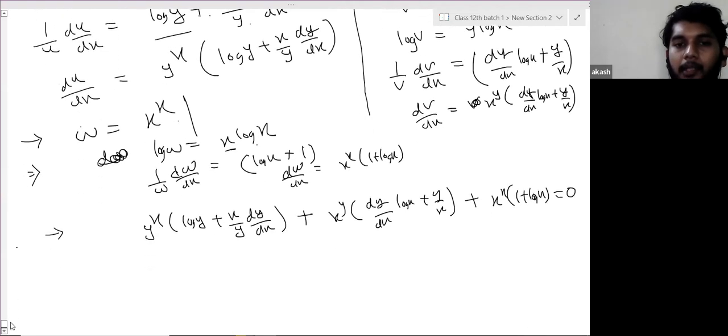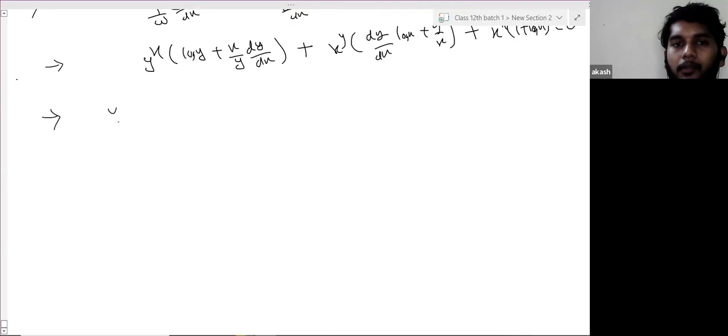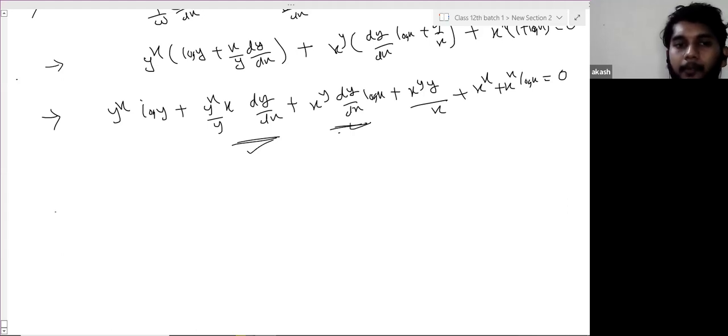From here you can find dy by dx. Take all the terms of dy by dx together. So this is y raised to the power x log y plus y raised to the power x upon y into dy by dx, plus x raised to the power y log x dy by dx plus x raised to the power y upon x plus x raised to the power x plus x raised to the power x log x equals 0. This term has dy by dx, this term has dy by dx. Keeping these together on this side, send everything else to the other side.